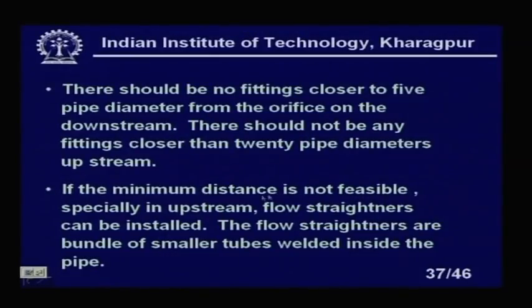The flow straighteners are clear from this. If the minimum distance is not feasible, especially upstream, flow straighteners can be installed. Flow straighteners are a bundle of smaller tubes welded inside the pipe. So, it will make the flow straight, so that the problem due to the pipe bending, elbow, or T can be minimized by using the flow straighteners.